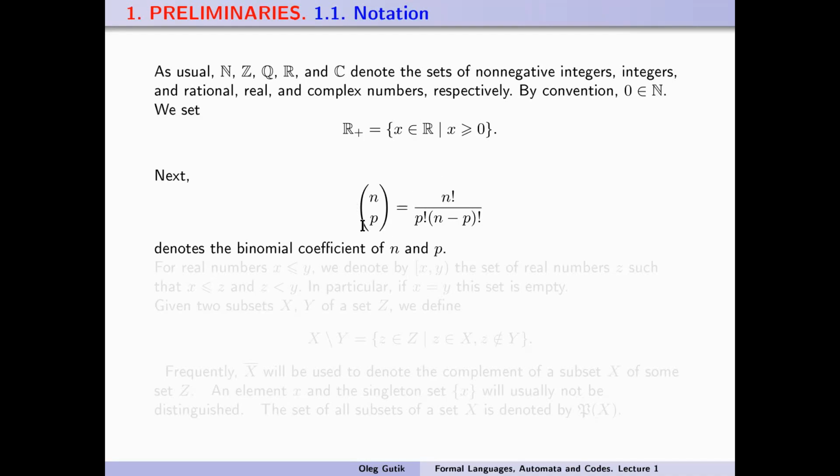Also, by the symbol (n choose p), the binomial coefficient of n and p, we mean the following fraction: n factorial divided by p factorial times n minus p factorial. Also, for real numbers x equal or less than y, we denote by such an interval the set of real numbers z so that x is equal or less than z.